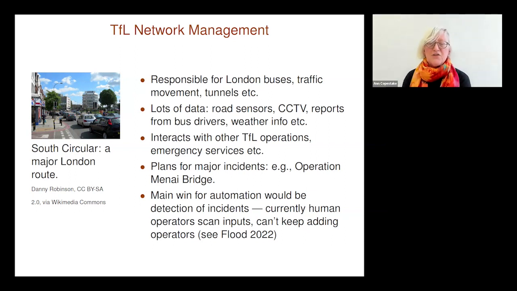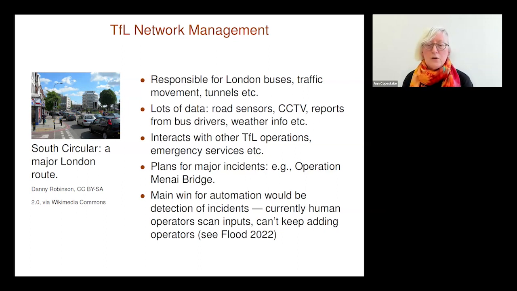Transport for London keeps this going. So they're responsible for traffic movement, they're responsible for tunnels, they're responsible for London buses. They're actually also responsible for the underground, but the particular system I'm talking about is just this part. There's another system for the underground.